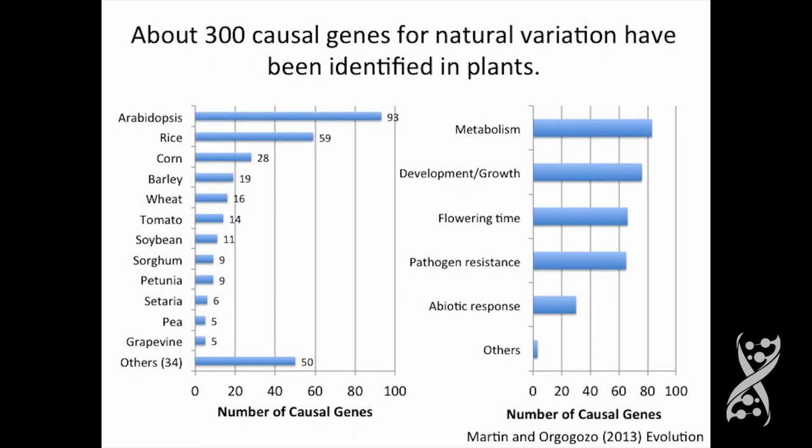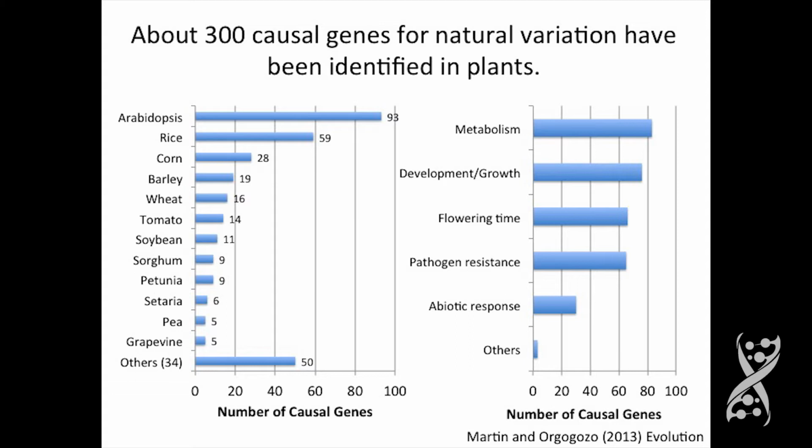And some of you might be wondering, do we have enough positive training data? So it turns out the answer is kind of yes and no. There are about 300 causal genes that have been cloned that are responsible for natural variation in plants, and about half of them come from Arabidopsis and rice. The rest of them come from different species.